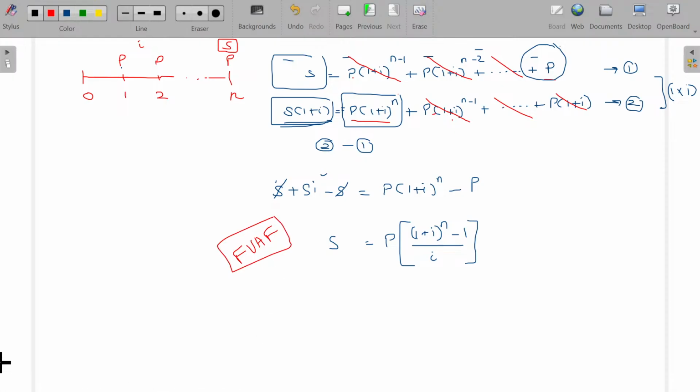What's the formula for future value anti-factor? S is equal to P into 1 plus I to the power n minus 1 divided by I. That's how we can calculate easily. Clear? Hope now you'll be able to understand this one.